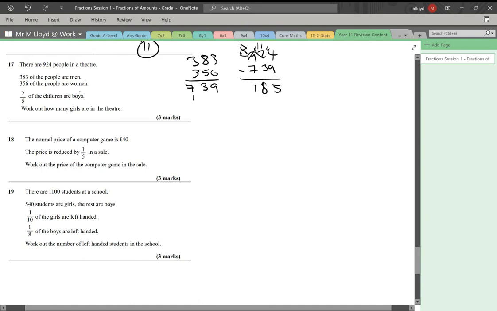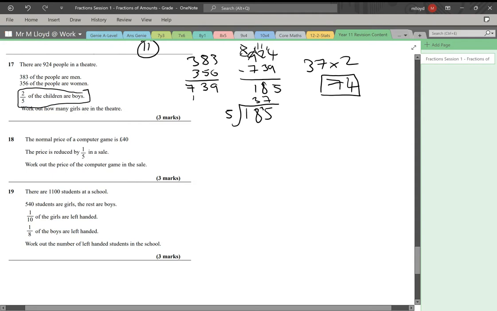Here we go. So we've got adults and children. 2/5 of the children are boys. So let's divide this by 5 and figure out what 1/5's worth. 185 divided by 5 is 3, remainder 3, and 5 goes into 35 7 times. We need to double that value to get 2/5. 37 times 2 is 74, and that's our answer.